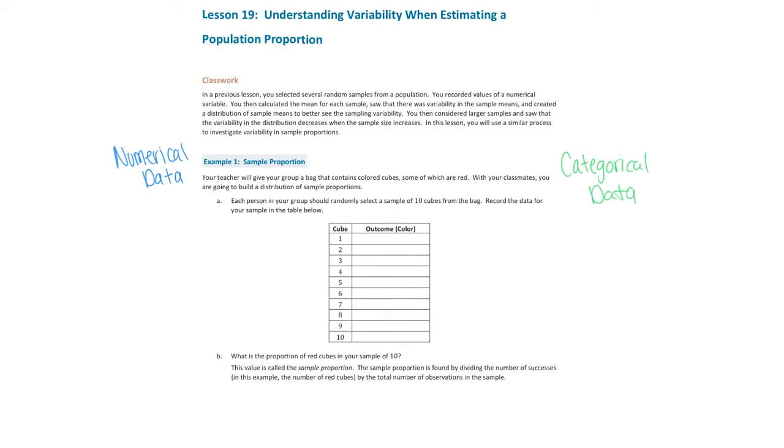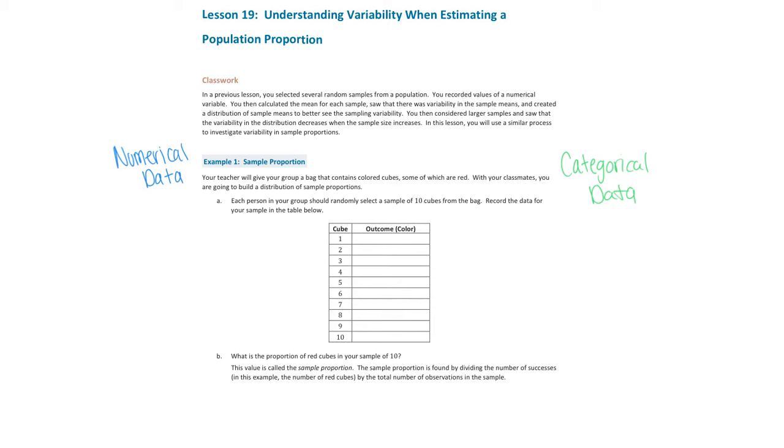All right, so for example 1, we are going to pretend that we are living in the scenario, and I'm going to give your group a bag that contains colored cubes. Some are red. And with your classmates, you're going to build a distribution of sample proportions. So each person in your group is randomly going to select a sample of 10 cubes from the bag, and then you're going to record your data down here.